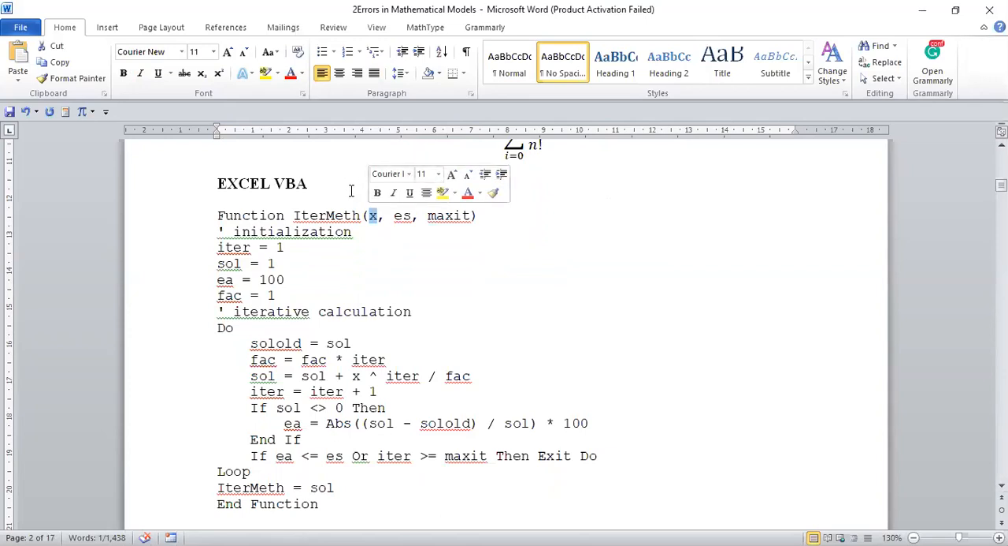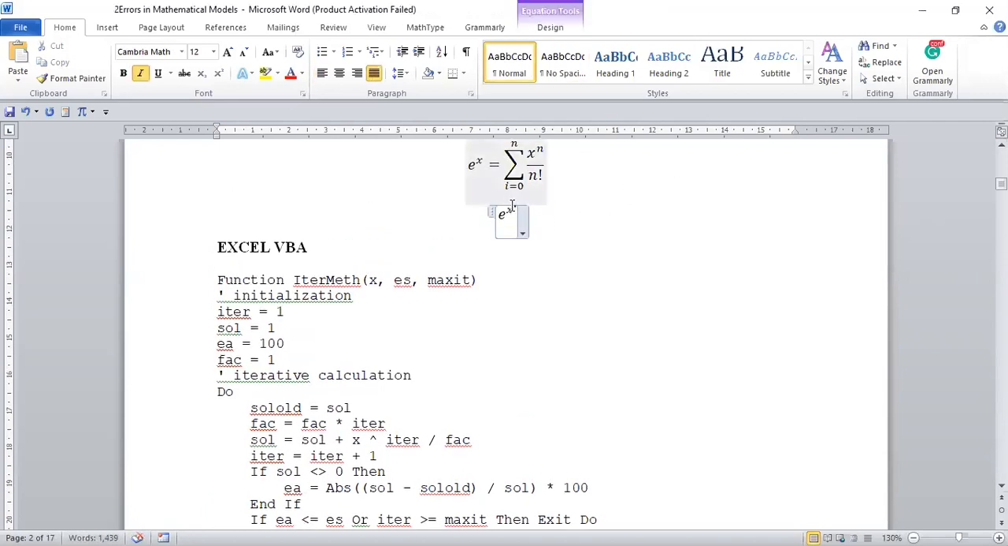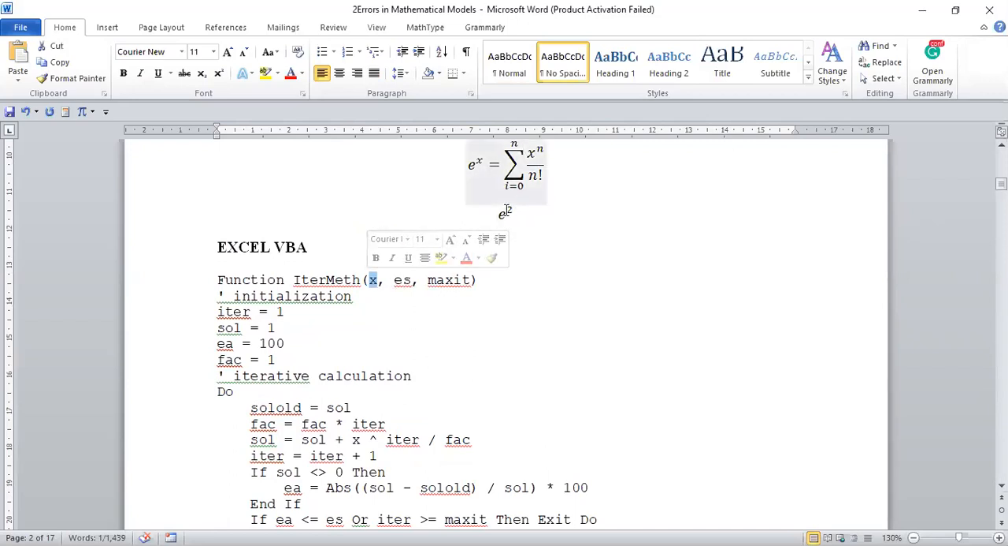This program takes in three parameters, x being the exponential you want to calculate. For instance, if you want to calculate the exponential of 2, then x is going to be 2. If you want to calculate the exponential of 20, then x is 20. The second argument is the error, es, which stands for the estimated error. Then max it stands for the maximum number of iterations.